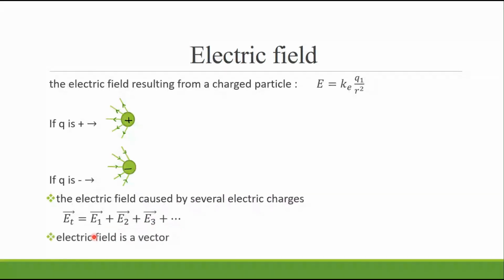Electric field is also a vector that has magnitude and direction, so we should pay attention to its direction when using it. We should remember that the direction of electric field matches the direction of the force. So if Q is positive, it is directly away from the point charge. And if Q is negative, it's directly towards it.